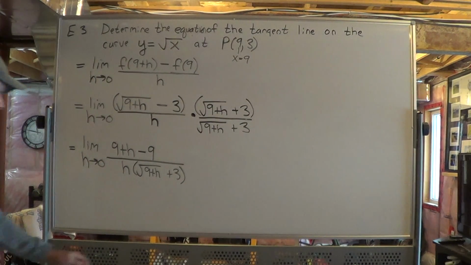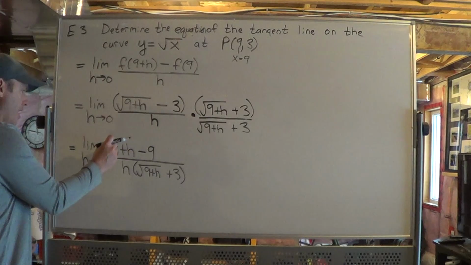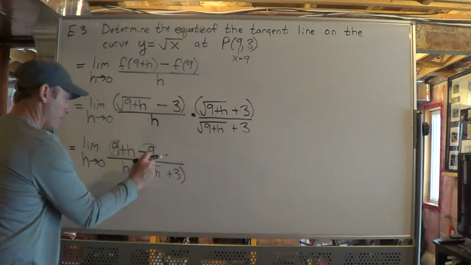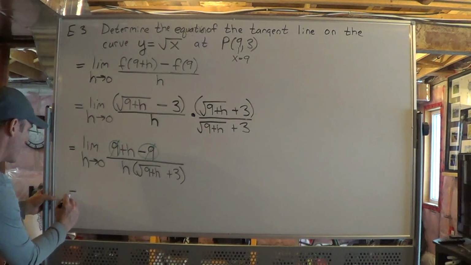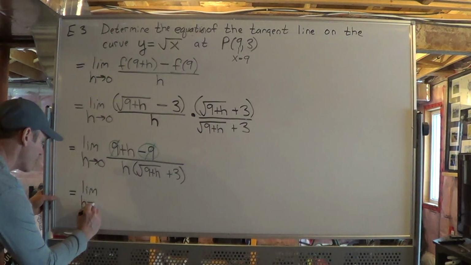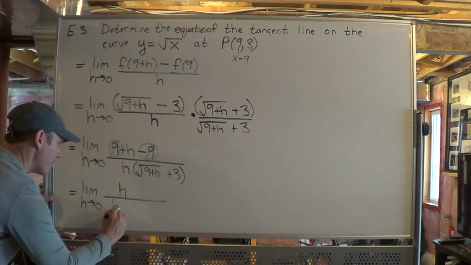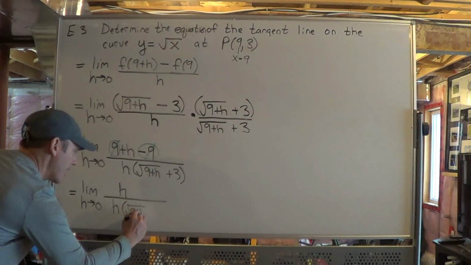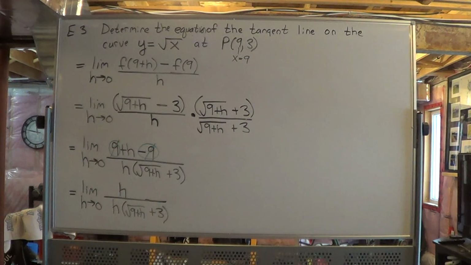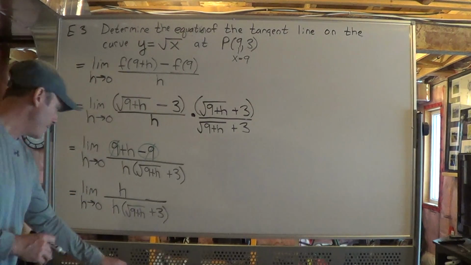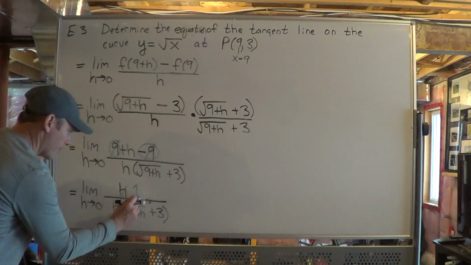Now, again, when I can simplify things, I'm going to do it. I got this 9 plus h minus 9. Well, I got a 9 and a minus 9. Those numbers cancel each other out. And then, I'll write it out one more time here. So now I have the limit as h approaches 0. All I've got is an h on the top. And then on the bottom here, I have h times the square root of 9 plus h plus 3. All right. Wow, look at this. I got an h on the top and an h on the bottom here. They divide each other out. So all I've got is a 1 up there now.